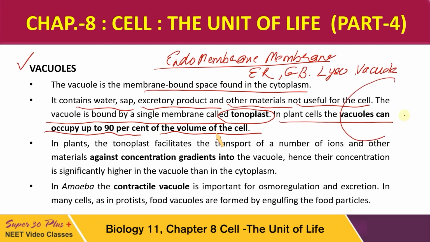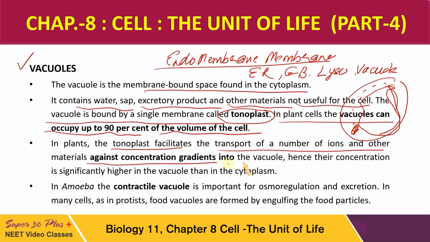In plant cells, the vacuole can occupy about 90% of the total volume. You know that this is the cell, this is the vacuole we have inside, and here the cytoplasm and the nucleus will be shifted. A large central vacuole is found. In case of plants, the tonoplast facilitates transport of a number of ions and other material against concentration gradient into the vacuole, because in plant cells we do not have a contractile vacuole. The substance will be collected here. Hence the concentration is significantly higher in the vacuole than in the cytoplasm.